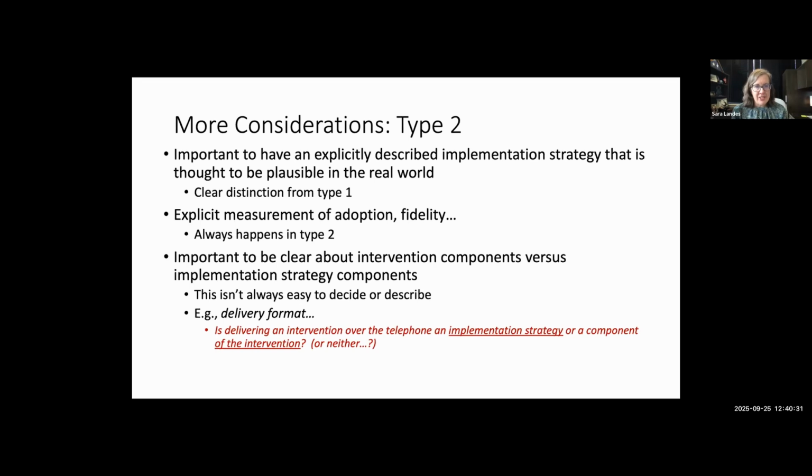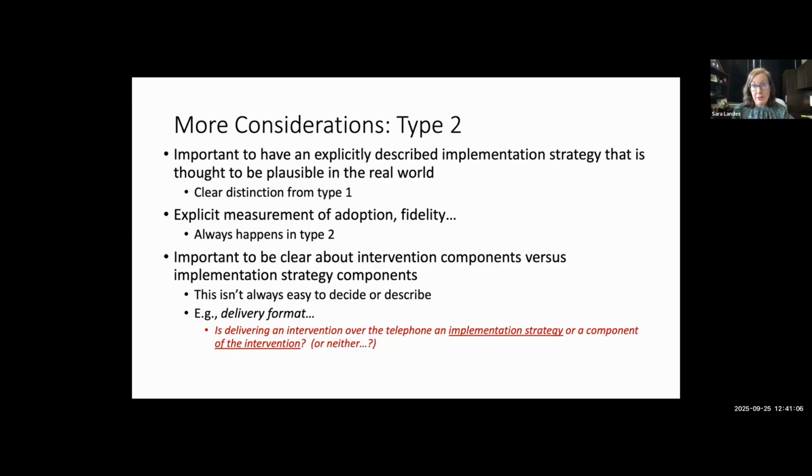And the thing that I think is the hardest, and Jeff and I in our group have maybe the most conversations about, is that it's important to be clear about what's the thing versus what's the implementation strategy. So for example, if you're delivering the thing and it's an evidence-based thing, and now you're delivering it over the phone or via telehealth, is delivering it over the telephone an implementation strategy? Or do you think it fundamentally changes the thing so much that now your intervention is adapted and it's part of the thing?